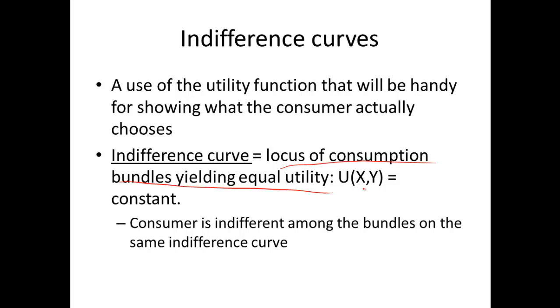So it's a bunch of x's and y's, right? It's all the combinations of x and y such that u of x, y equals some constant level of utility. All of which is another way of saying that the consumer is indifferent among the bundles on the same indifference curve, where again bundles are just particular values of x and y, particular amounts of apples and oranges.